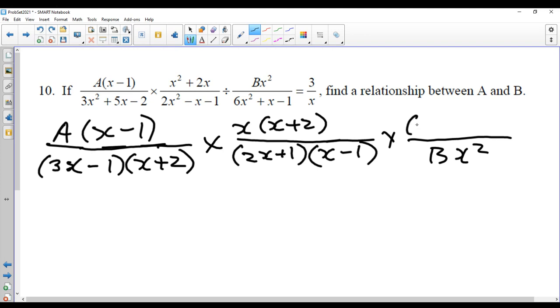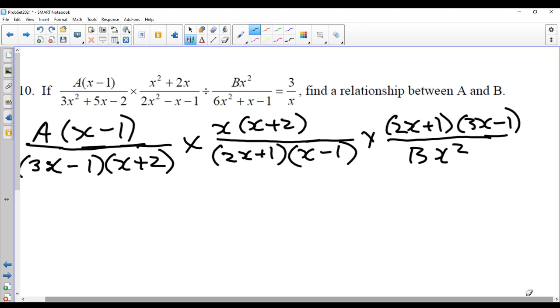So he's saying 2x plus 1. And what's the other one? 3x minus 1. Let me test that out. Get the 6x squared from the front. I get minus 1 there. 2 times the minus, so that's minus that. And then plus 3. Yeah, it's right. It's right. And all of that is equal to the 3 over x.